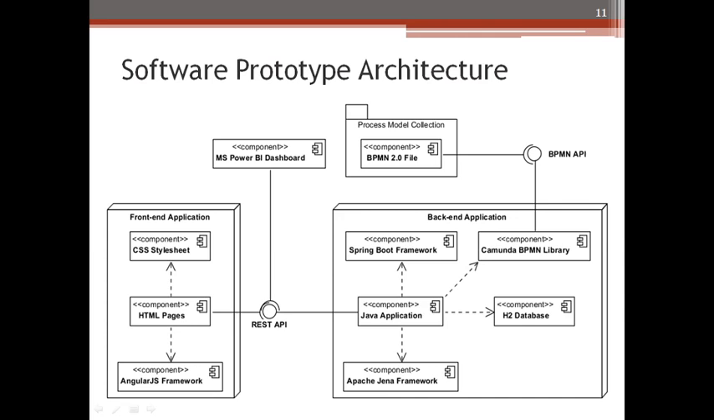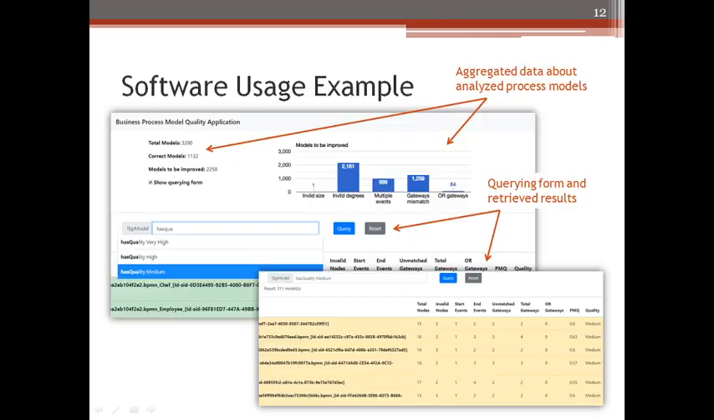An H2 database is used to store results of business process models quality assessment, on top of which the linked data framework Apache Jena stores is used to represent process knowledge, and the Spring Boot framework is used to implement the REST API. BPMN files are parsed using the Camunda BPMN API library. These are screenshots of the developed application.